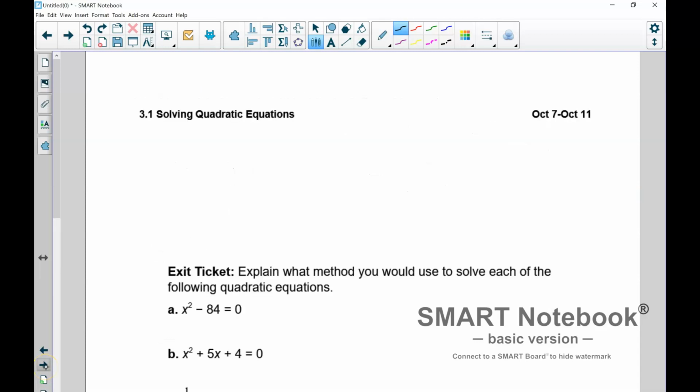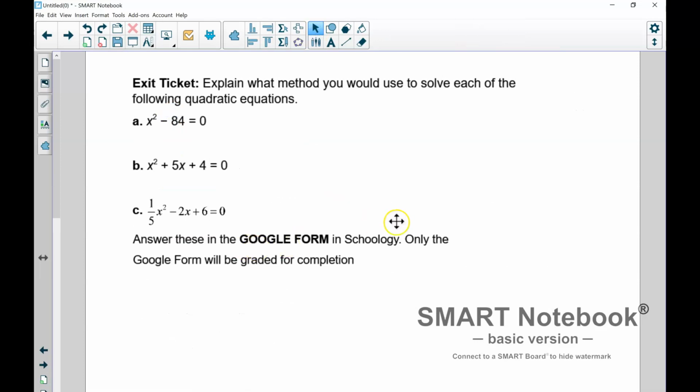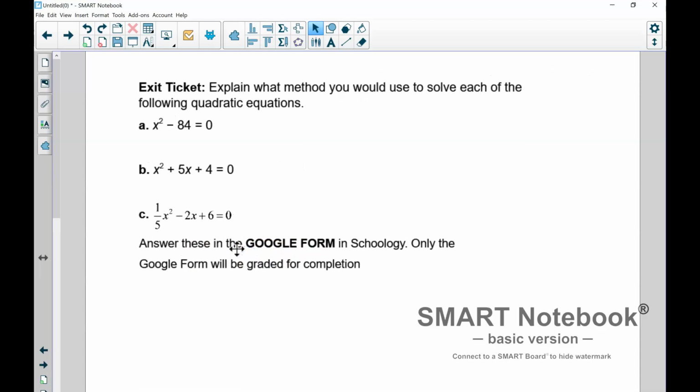All right, so now what I want you to do, and please follow directions. There is a Google form in Schoology that I want you to answer. Explain what method you would use to solve each of the following quadratic equations. So answer this on the Google form in Schoology. I'm only going to grade this Google form. Do not submit it on a separate document. And tell me which method you would use just looking at these. There isn't really a wrong answer. I just want to know what you're thinking. All right, now you can start homework.